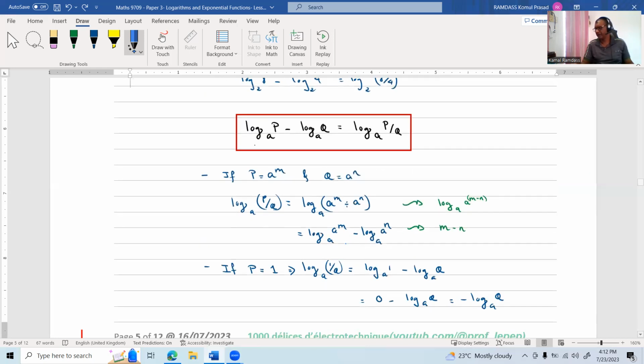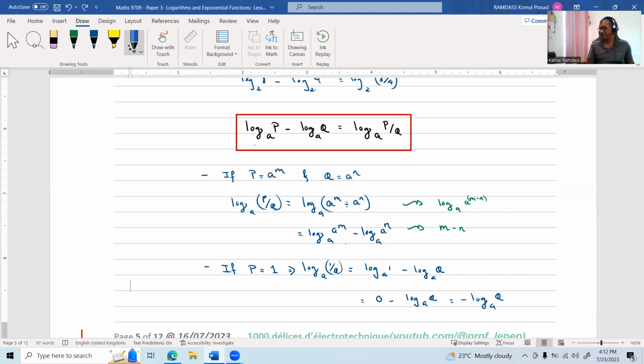Et là, en general form, p is equal to a to the power of m, q is equal to a to the power of n, log de p over q base a, c'est log de a to the power of m divided by a to the power of n base a, which is equal to log de a to the power of m base a minus log de a to the power of n base a. Okay.